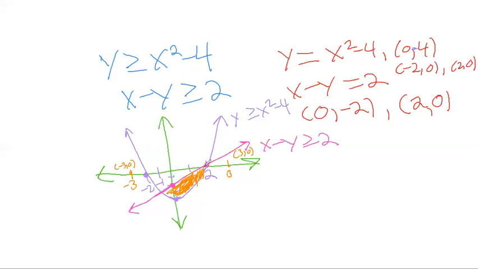And again, where we shade is very important because this tells us the solution to the system. So any values within this shaded region is a solution to this system because it satisfies both inequalities.